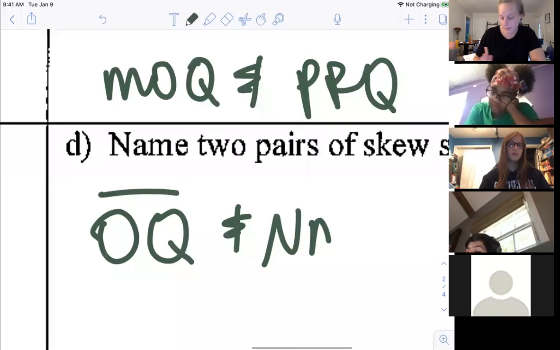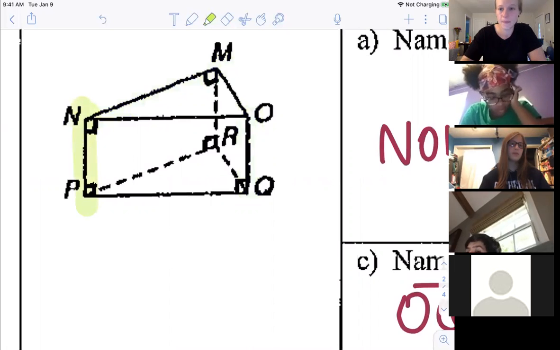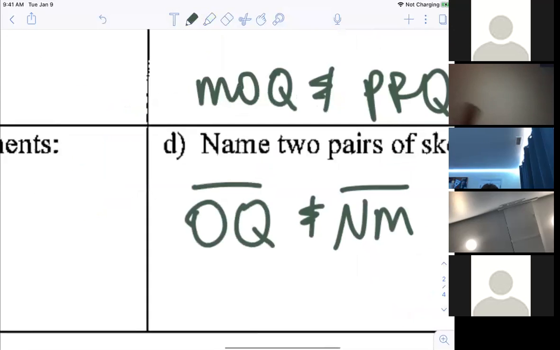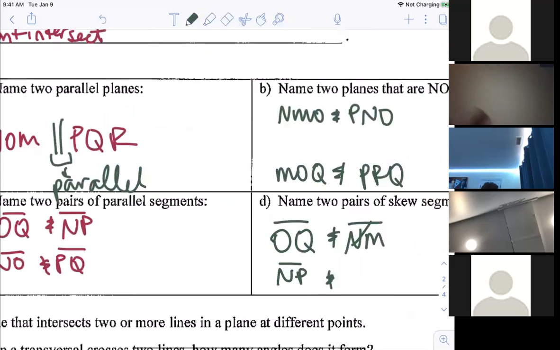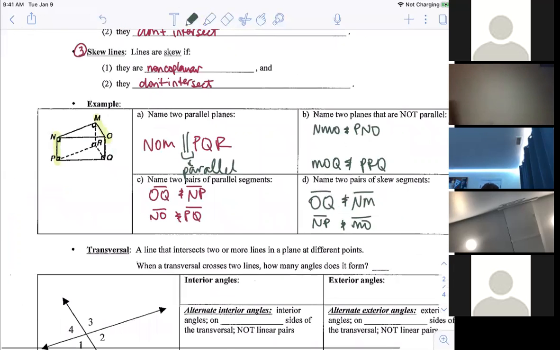I'm looking for another pair. Who else can help me? NP and M. NP and then what else? MO. Okay, good. You cut off on that last letter. Yes, very good. Thank you, Abby. NP and MO. Again, that's one vertical one and one horizontal one. They never cross. They're not on the same plane. So I'm going to write those down. NP and MO. Very good. All right, thanks for helping me.